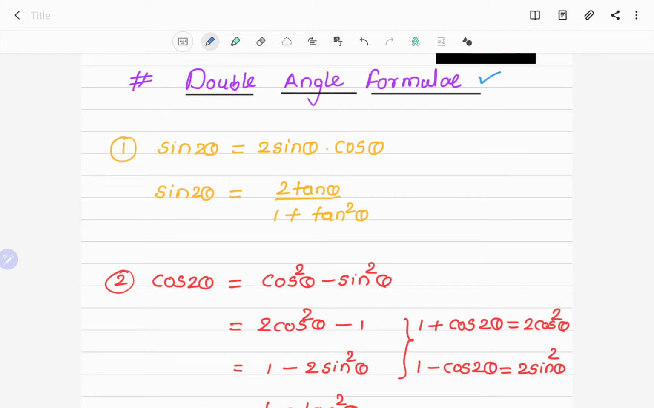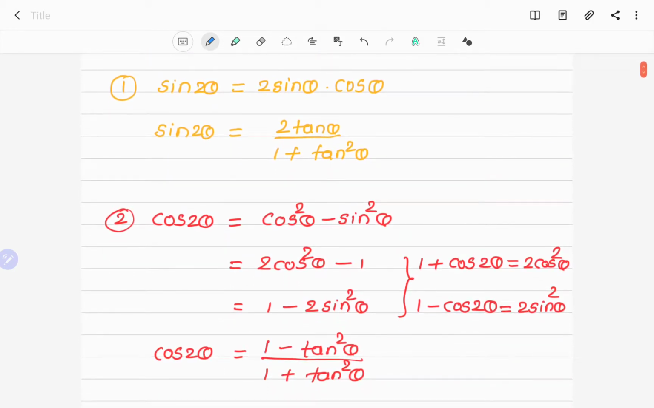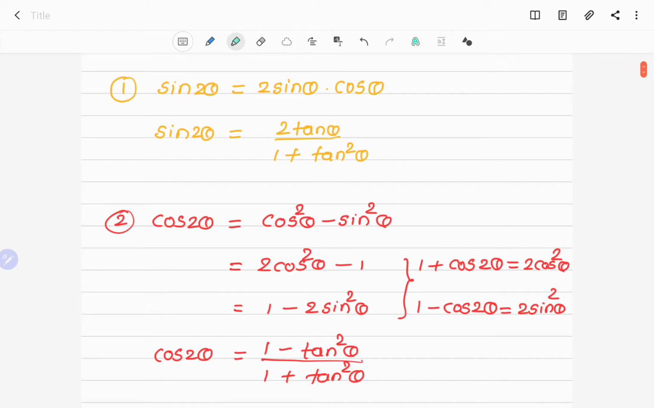So here is an entire list of double angle formulas for you. Please revise it once. The first formula for sine 2 theta is 2 sine theta cos theta. Then the second formula for sine 2 theta is in terms of tan. If you observe, sine 2 theta is 2 tan theta upon 1 plus tan square theta.